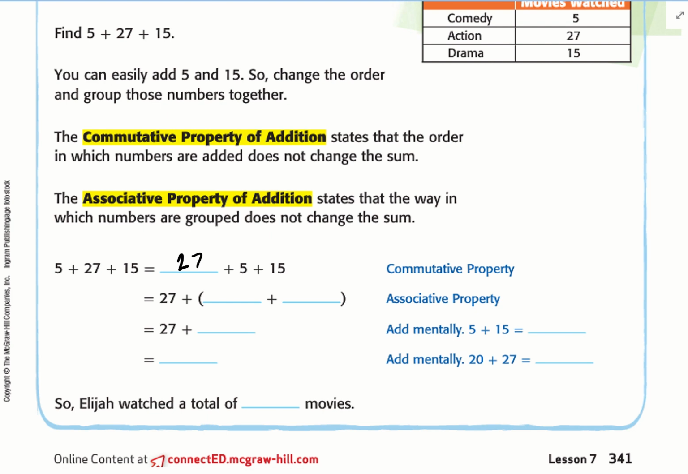The associative property is 27 plus, we're going to do the parentheses because whenever you do parentheses, that means those have to be done first. So we have 5 plus 15 is going to be the same as 27 plus 20, and that's going to equal 47. So Elijah watched a total of 47 movies.